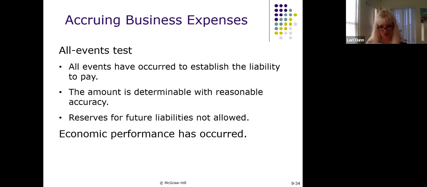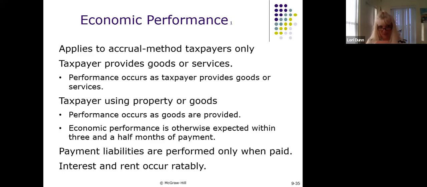And this we have to dive into a little bit more. Okay, so this economic performance rule really is focused on accrual method taxpayers. So these are just separate rules that guide you as to when economic performance occurs, when you're an accrual method taxpayer, and this defines when you can deduct an expense. So let's take a look at that.